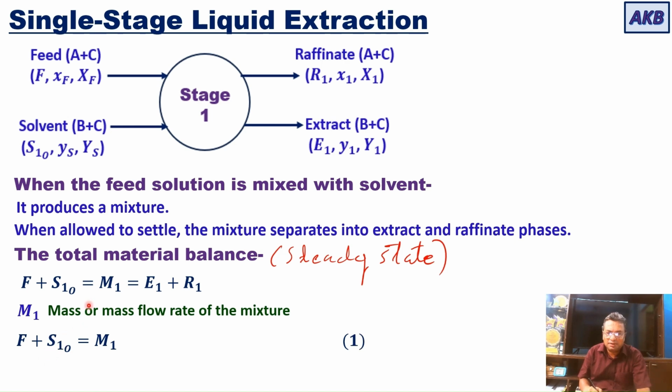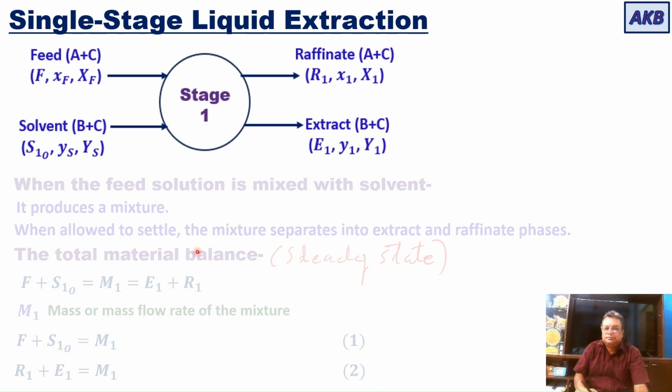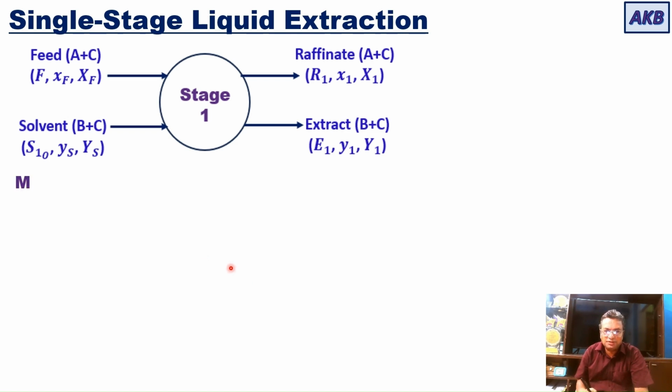Then from this, we can write two equations. One is F plus S10 is equal to M1. I will call it equation number 1. The other one is R1 plus E1 is equal to M1. We can write this equation as well, and I'm calling it equation number 2. So by taking the total material balance for this stage at steady state, we are getting equation 1 and equation 2.